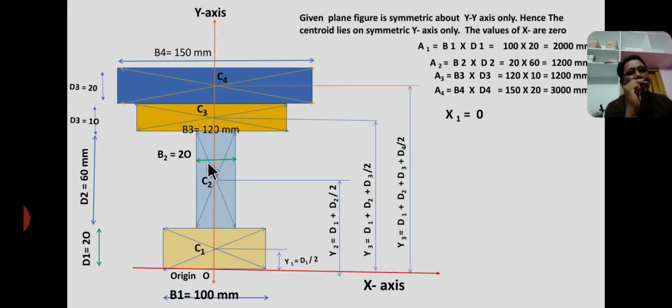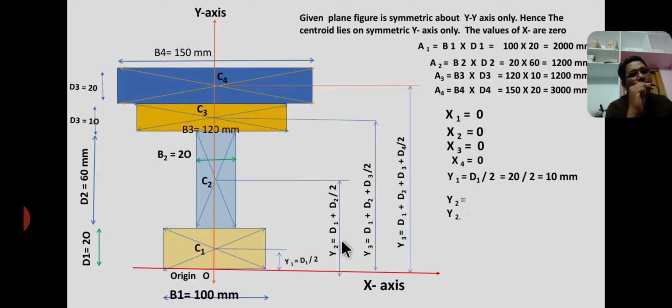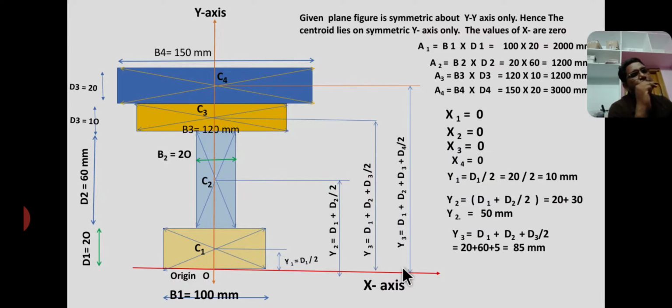Now from the diagram, x1 equals 0, x2 equals 0, x3 equals 0, x4 equals 0. Here the values of x are 0 because the centroids C1, C2, C3, C4 lie on the y-axis. Now y1 equals d1 by 2, y2 equals d1 plus d2 by 2, y3 equals d1 plus d2 plus d3 by 2, and y4 equals d1 plus d2 plus d3 plus d4 by 2. These are the answers.